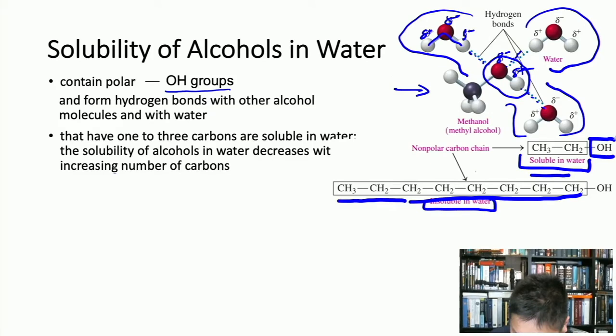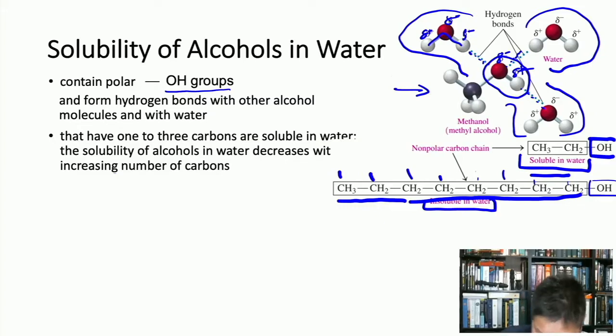But you get out to 1, 2, 3, 4, 5, 6, 7, 8. So that's octane, or we can call it octanol. It gets a little bit harder for it to dissolve in water, even though it has this polar hydroxyl group there. Okay? So as the number of carbons increase, the less likely it is to be soluble in water.